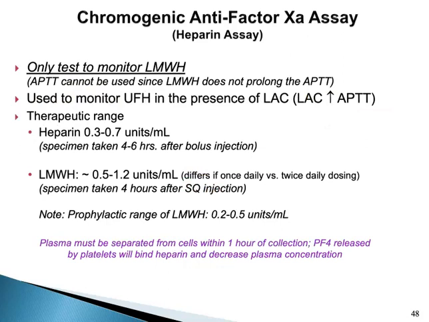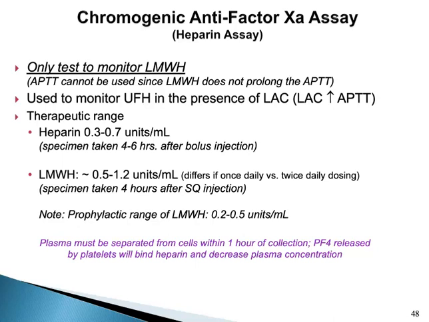Okay, so basically, the heparin assay is actually the only test that we can use if we want to monitor low molecular weight heparin accurately. Most of the time, the APTT will be done for unfractionated, and the chromogenic anti-factor 10A assay for low molecular weight, although sometimes they do monitor low molecular weight using the APTT. But it's known that the APTT cannot be used because it does not prolong the APTT. So we stick to the chromogenic anti-factor 10A assay when we know the patient is on low molecular weight heparin.